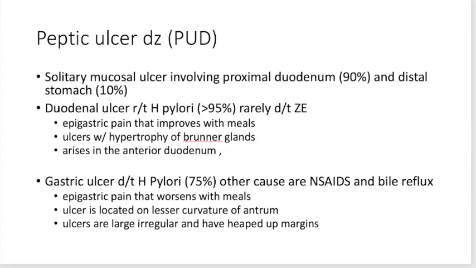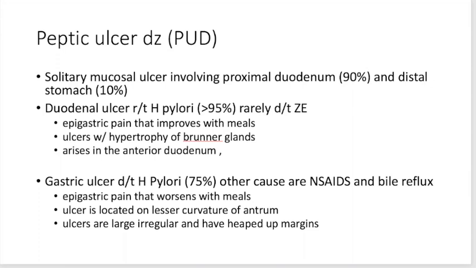Moving on to peptic ulcer disease. This can either be a duodenal or stomach ulcer. So you get a solitary mucosal ulcer that involves either the proximal duodenum or the distal stomach. So we'll take a look at both of these.